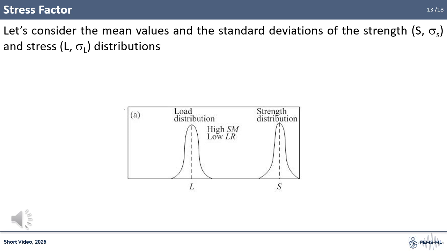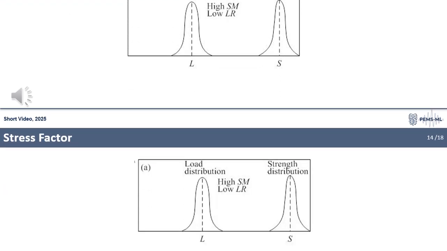The critical observation in this figure is the complete lack of overlap between the two curves. The extreme upper tail of the load distribution does not intersect with the extreme lower tail of the strength distribution. This definitive separation signifies a high safety margin, SM, demonstrating mathematically that even under worst-case operational conditions, the probability of component failure is statistically negligible.